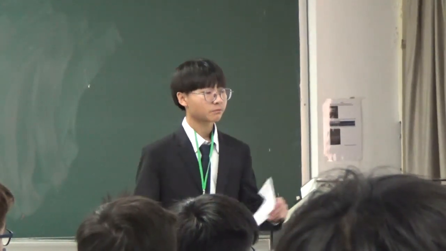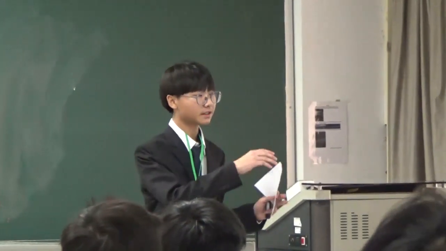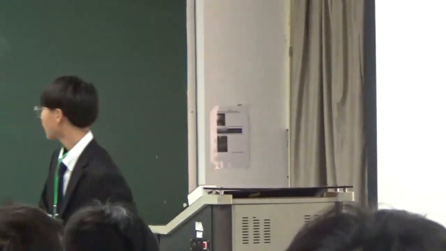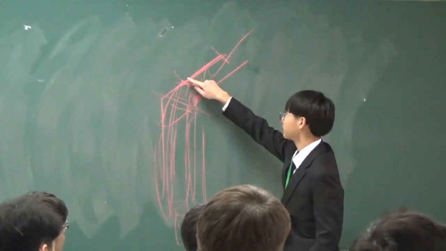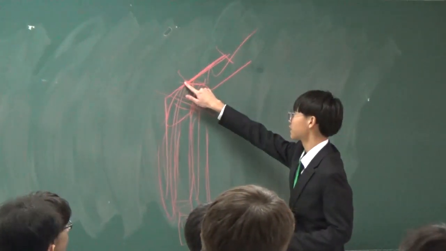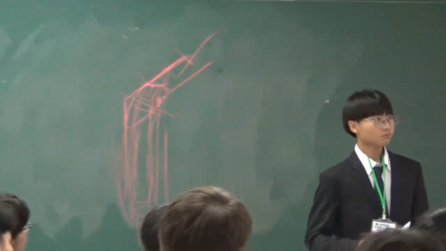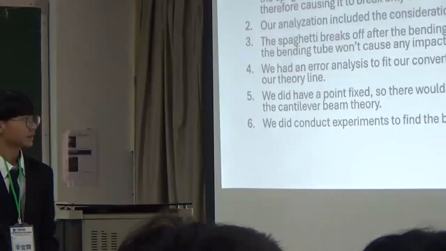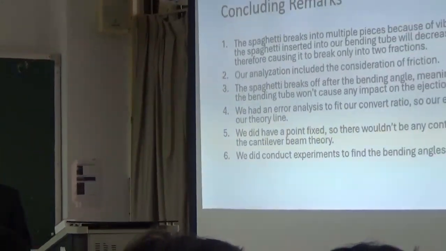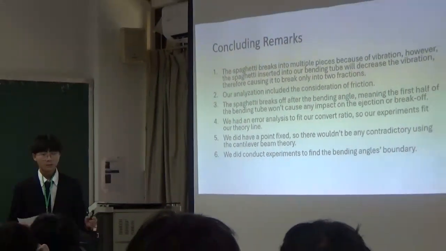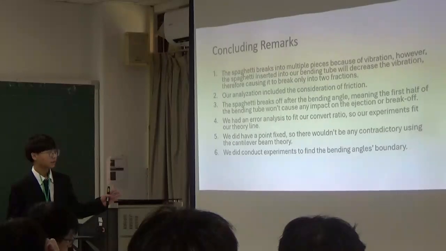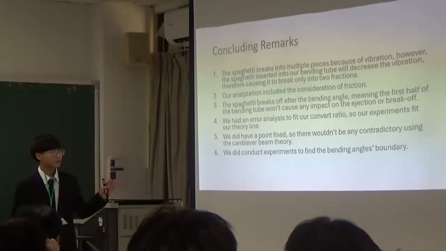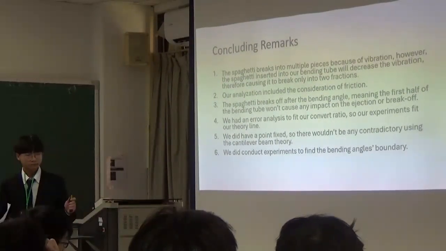Because inside of the bending angles, as you can see, here is the point that is fixed. The spaghetti will only change at this point. So we can use this beam theory. And we did contact experiments to find the bending angle boundaries, which are the 5 degrees and 30 degrees we mentioned in our experiment and in the report.